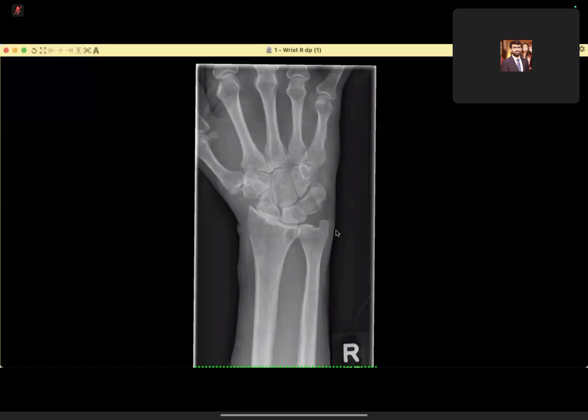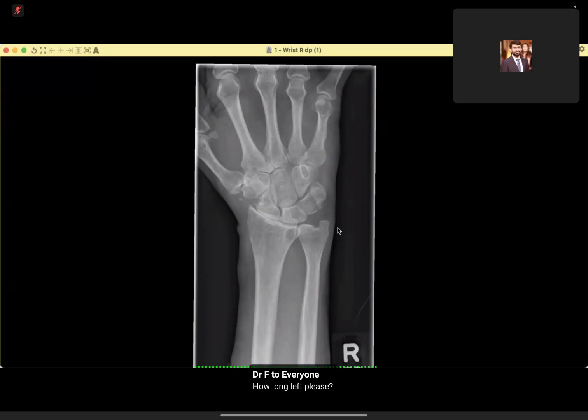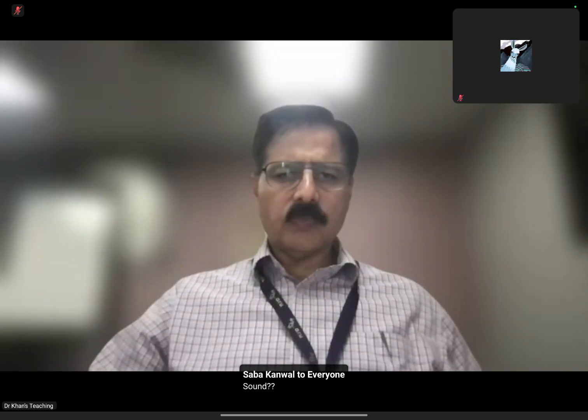Sir, my first differential in a skeletally mature patient with a subarticular well-defined lesion will be GCT. Then the age of this patient, I told you, is 67, just to remind you. So sir, it can be a subarticular geode. Okay, we will stop there. Thank you.